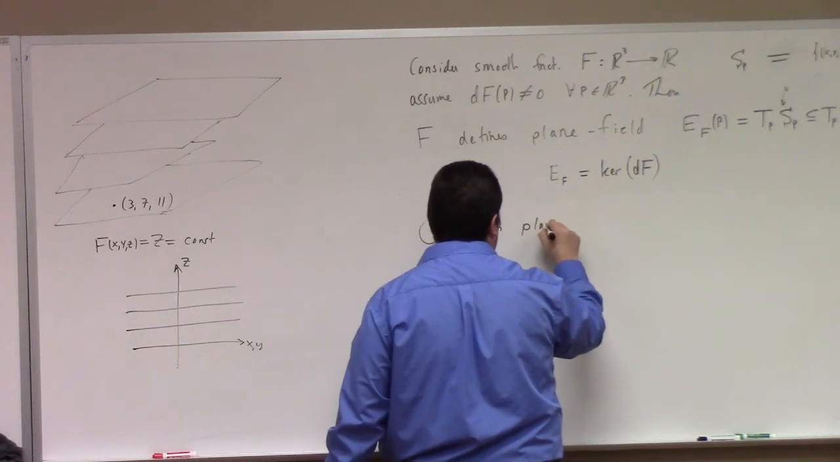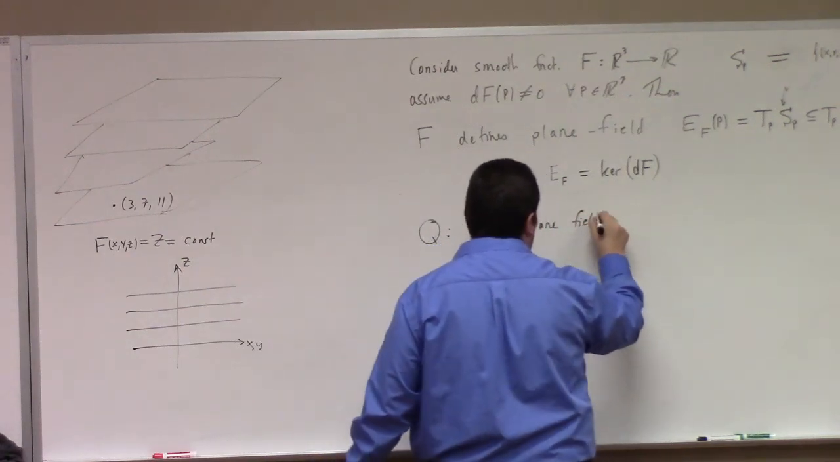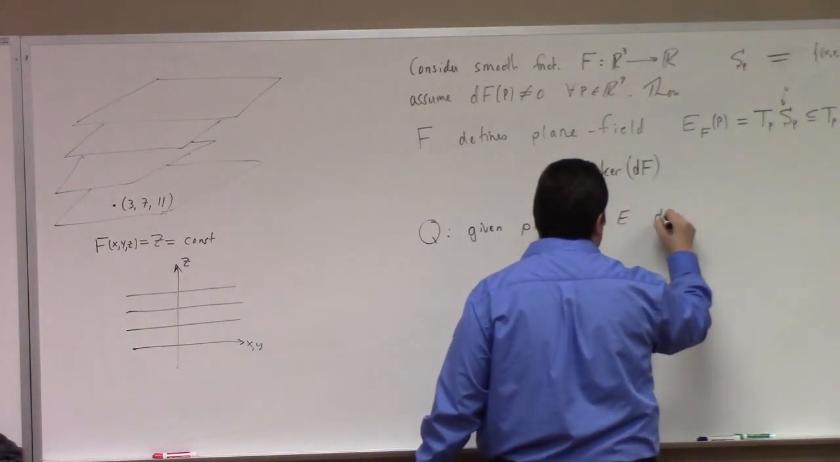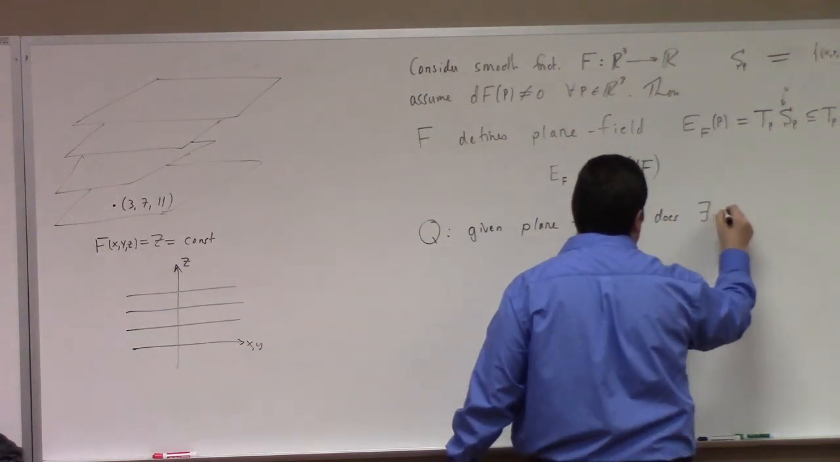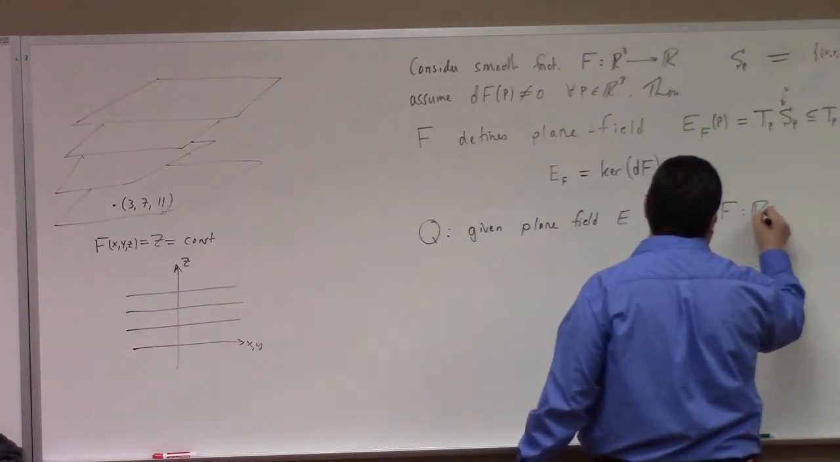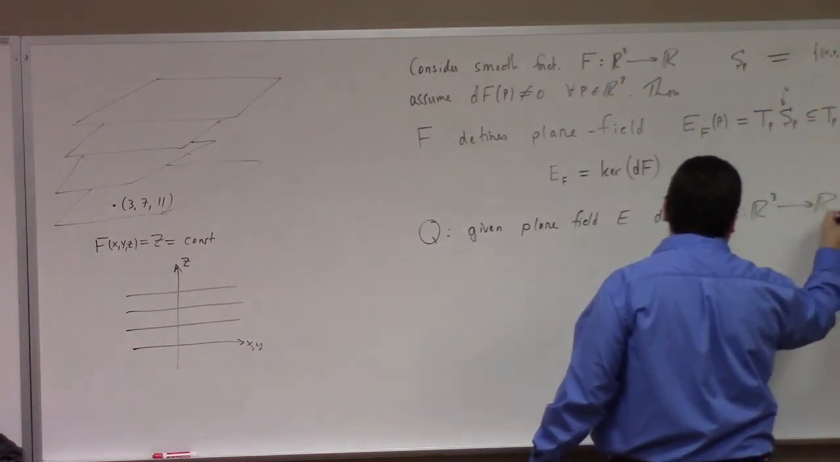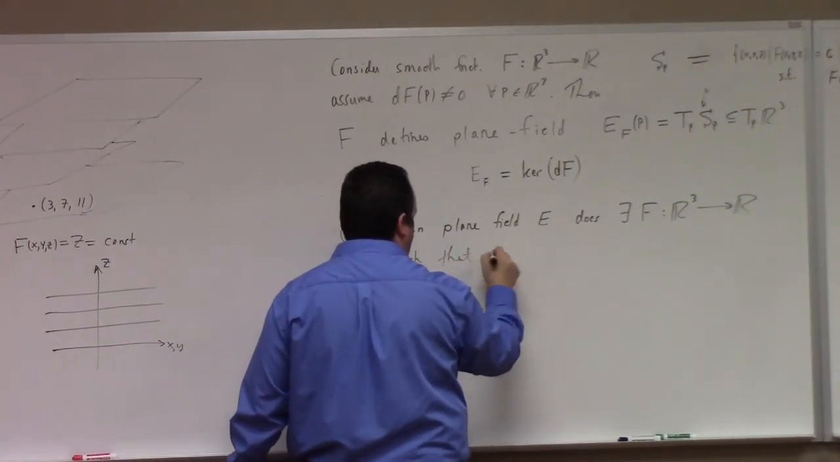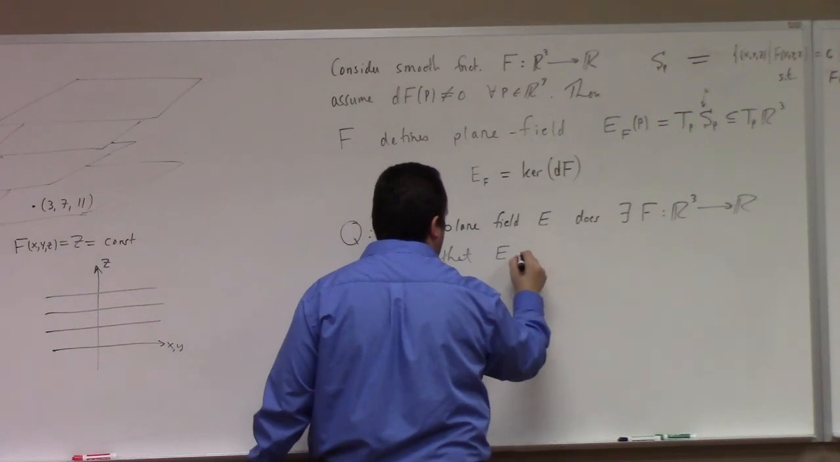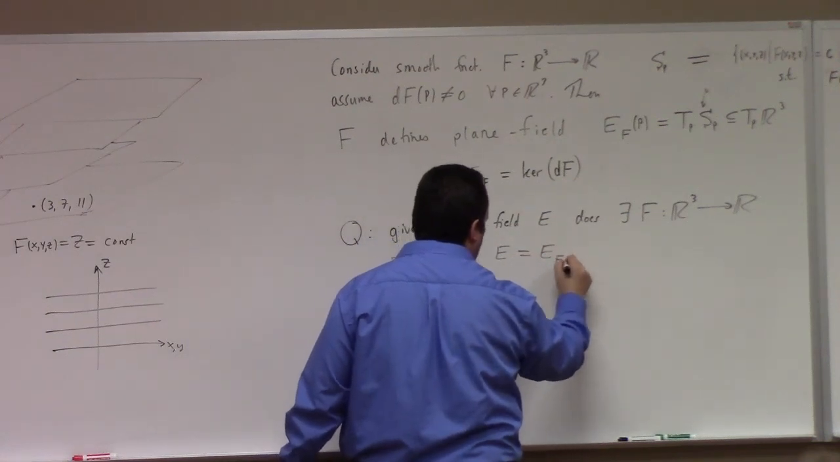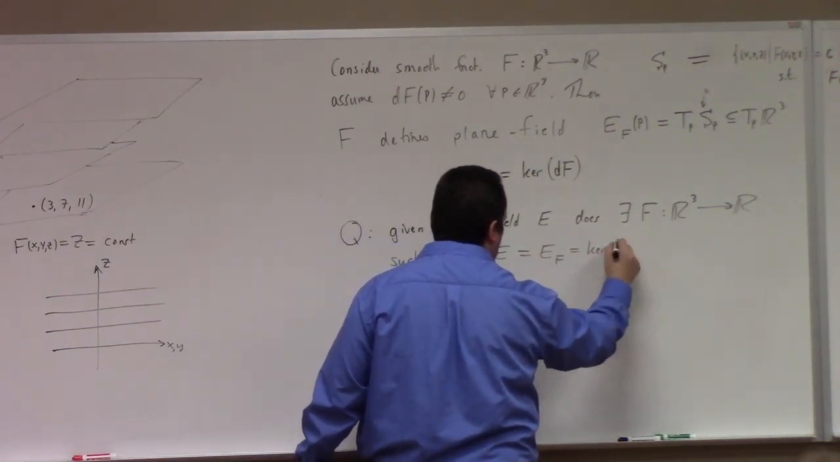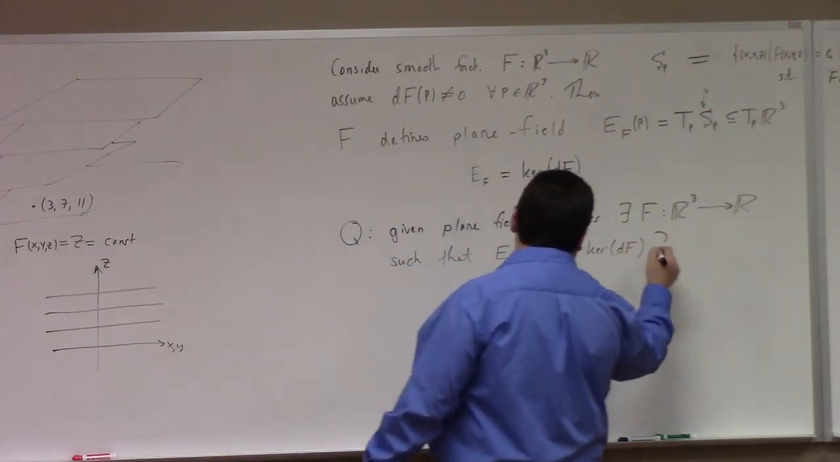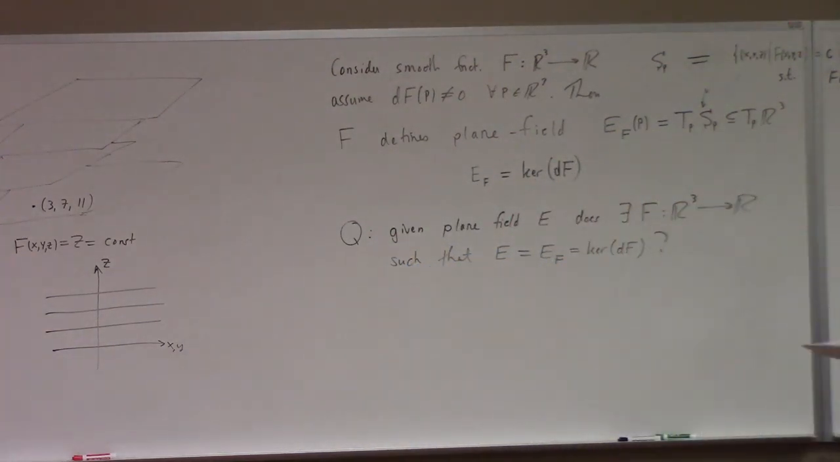Given a plane field E, does there exist f such that E is E sub f? So we have, so we don't meet the non-degeneracy condition.